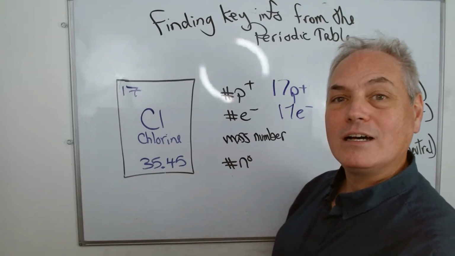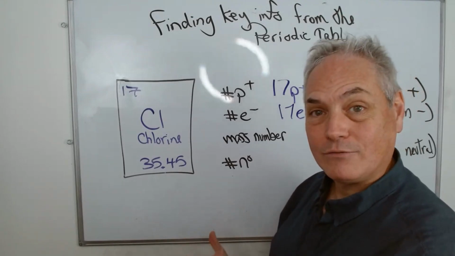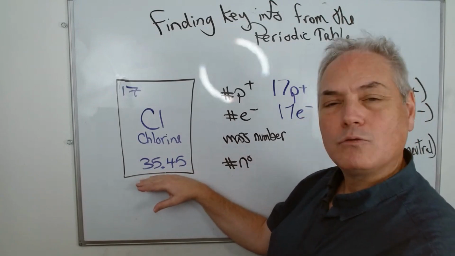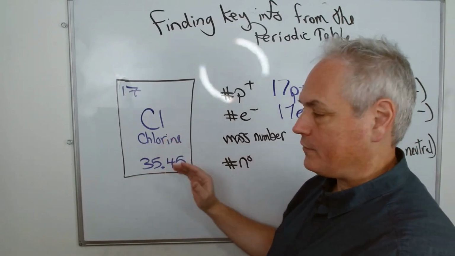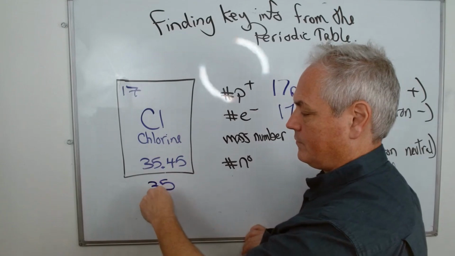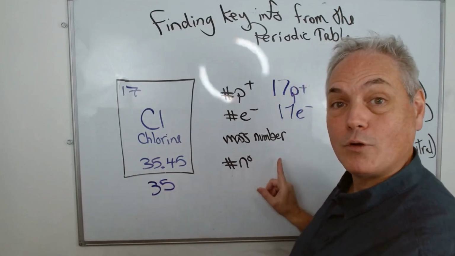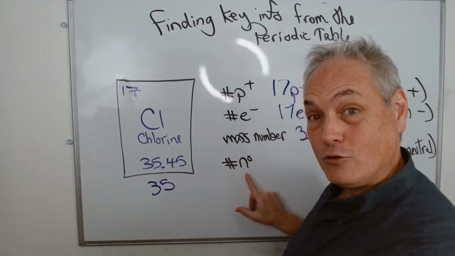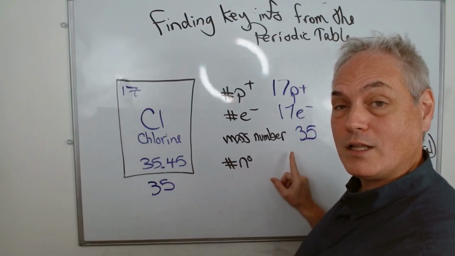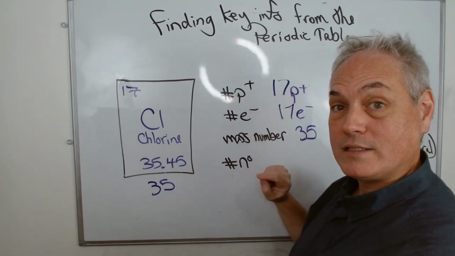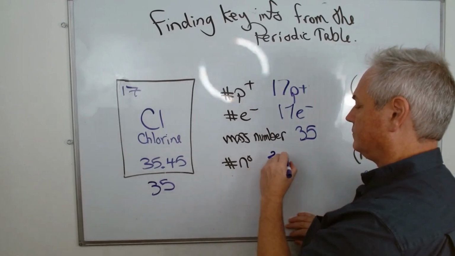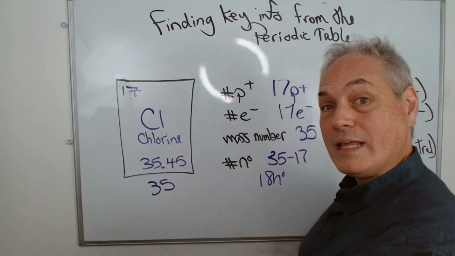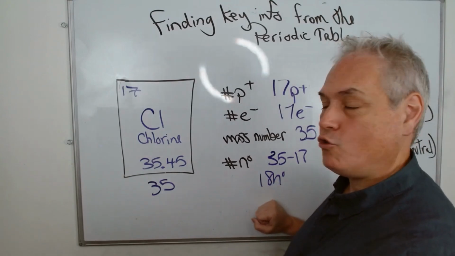Here we're going to see how some people may look at it differently. If we look at the mass number and we round this number, it will be 35. So if we have a mass number of 35 and I'm looking for how many neutrons we have here, we take the mass number minus the atomic number, which is 17. That means that we have 18 neutrons.